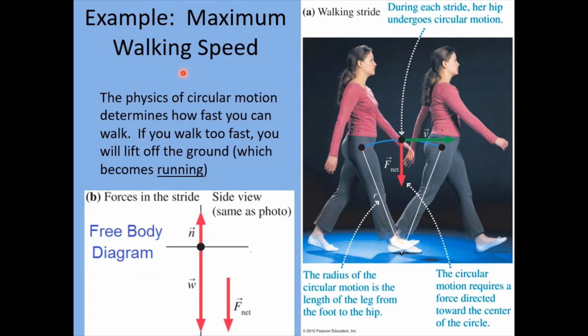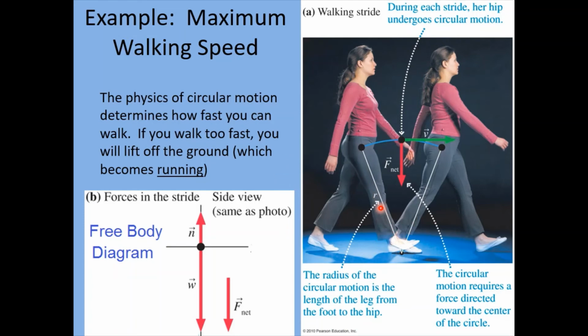The idea here is that if we walk too fast, we'll actually lift off the ground, and then by definition, we are running. The definition of walking is that at least one foot has to be touching the ground at all times. We can't have both feet up in the air, or else that's by definition running. Now, how is this circular motion?